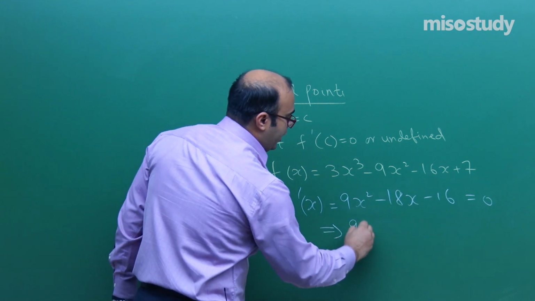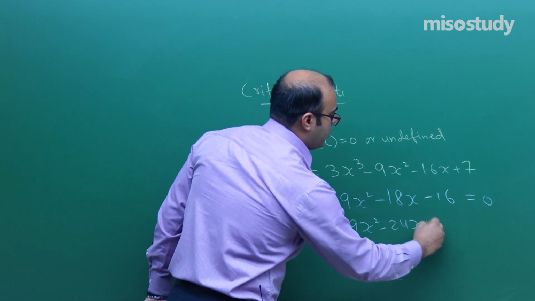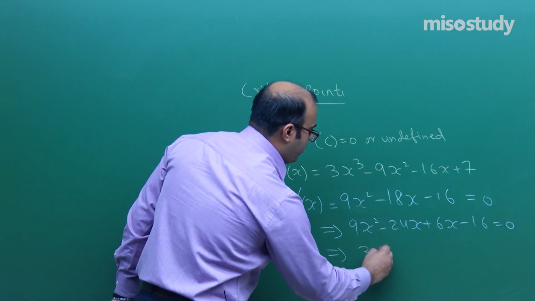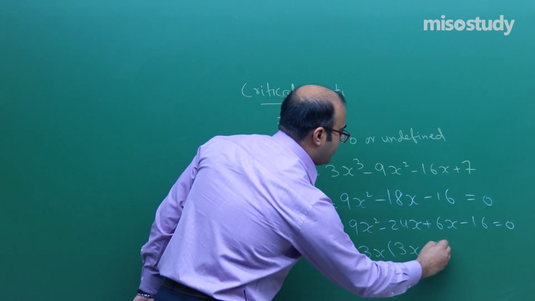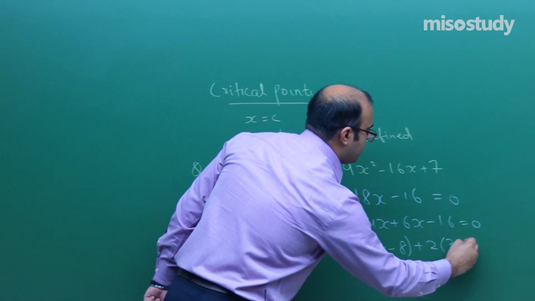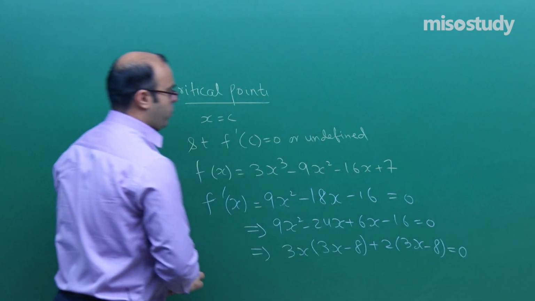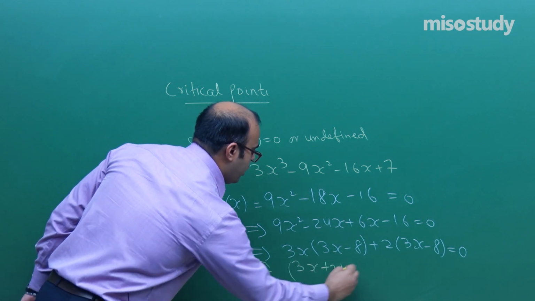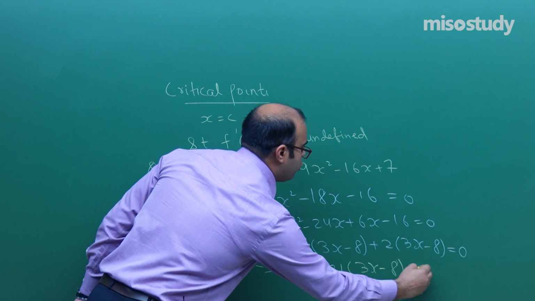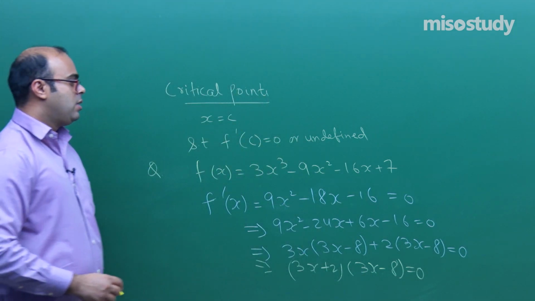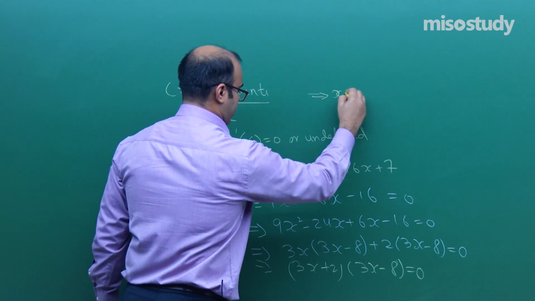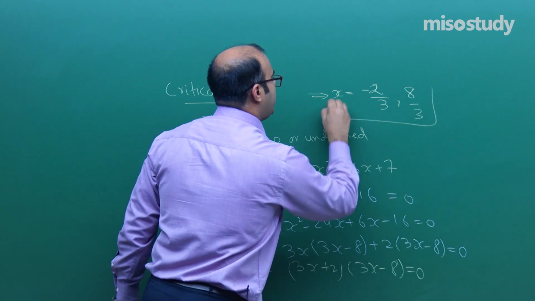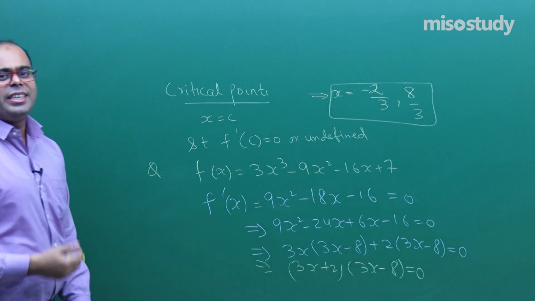So, we will do the middle term splitting: 9x square minus 24x plus 6x minus 16 equal to 0. From the first two terms, 3x is taken common, 3x minus 8, and from the last two we take 2 common, 3x minus 8, equal to 0. So, what do we get? 3x plus 2 into 3x minus 8 is equal to 0. From here we see that x is either minus 2 by 3 or x is 8 by 3. So, these are the 2 points which can be called critical points.